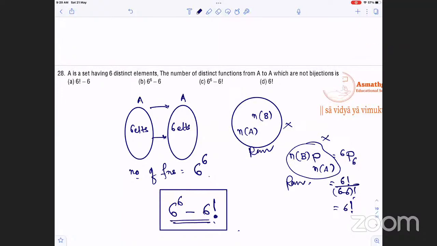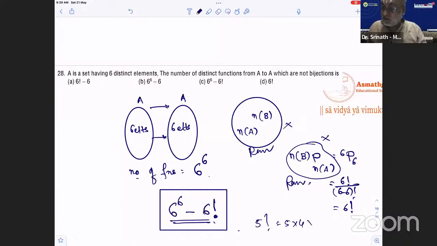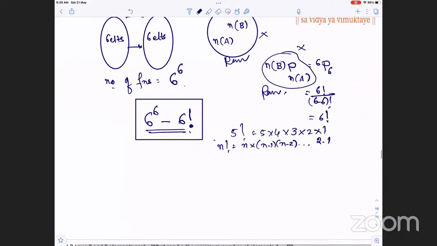Sir, there's a question from Purnima RB. Sir, value of factorial. Okay, 5 factorial means 5 into 4 into 3 into 2 into 1. So 6 factorial means 6 into 5 and so on. N factorial means n into n minus 1 into n minus 2, like that up to 2 into 1. This is factorial.